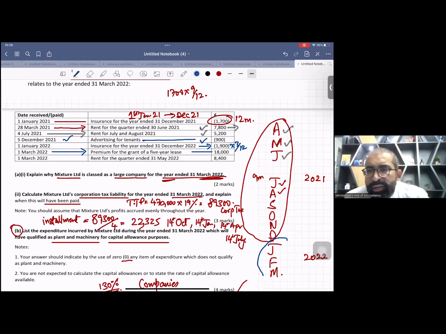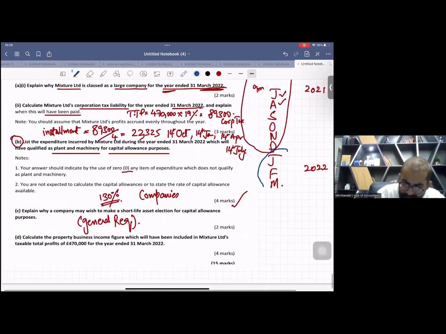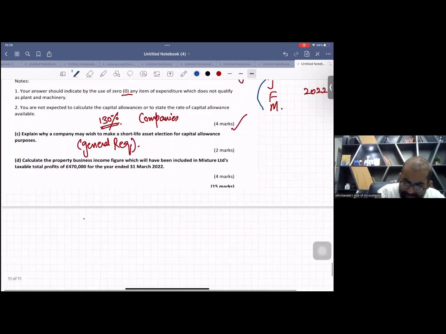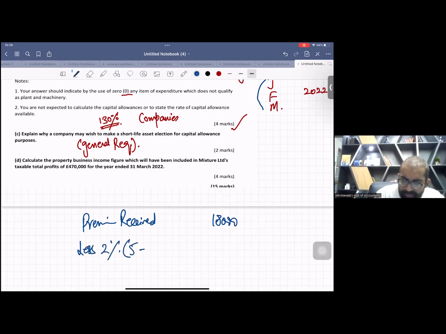But you know, there's a special working for this. 18,000 is the premium received less 2% into N-1. Remember this? So how will you do it? You will do it like this. Just premium received 18,000 less 2% into 5 minus 1 multiplied by the premium. So how much is this? 8% of 18,000. Can anybody tell me?